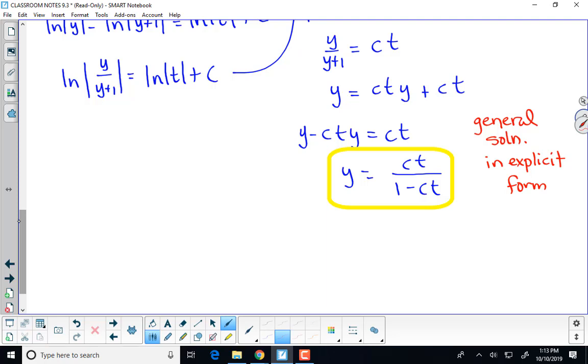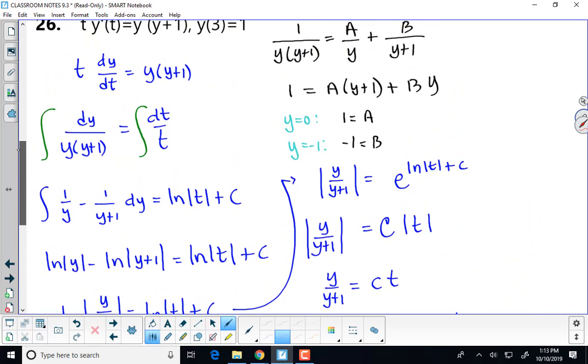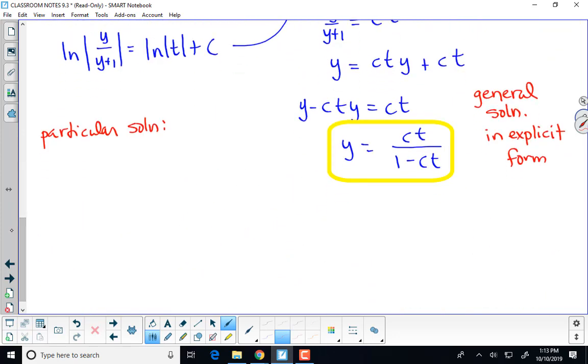And now we'll find our particular solution. The particular solution: what was it? y of 3 is 1. So y of 3 is equal to 1. So we're going to have 1 equals 3c over 1 minus 3c.